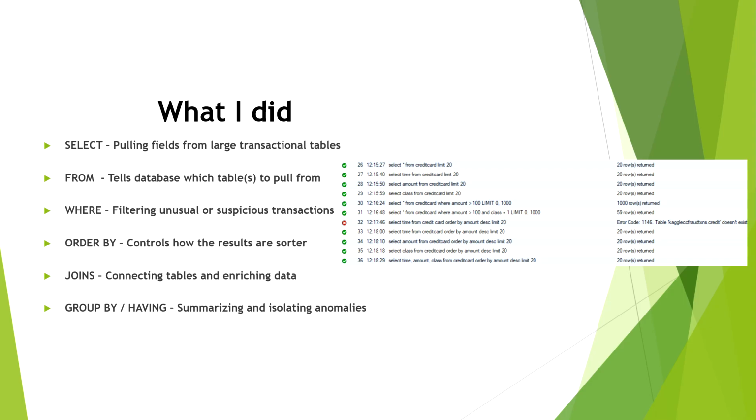Having, which allowed me to filter those groups after summarizing them. Joins, which helped me connect different sets of information. Case, which let me create custom categories, like labeling transactions as small, medium, large, or extra large. And subqueries, which allowed me to go deeper and answer more complex questions. Practicing these commands helped me understand how SQL can pull insights out of large data sets in a clean, structured way.